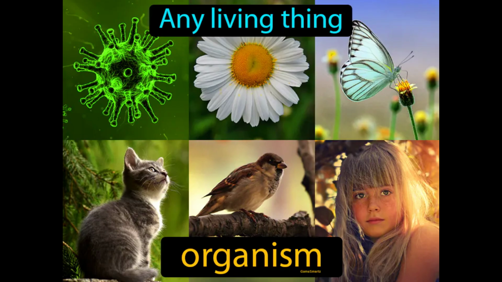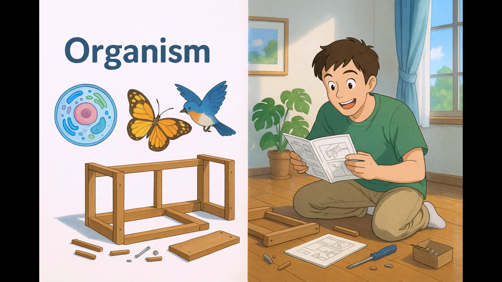Any living thing, organism. An organism is a living entity that can grow, reproduce, and respond to its environment. Imagine trying to assemble a piece of flat-pack furniture without any instructions. Just like each piece of the furniture has a specific place and function, organisms are composed of various parts, such as cells, tissues, and organs, that work together in a coordinated manner to sustain life. Just as successfully assembling the furniture requires understanding how each piece fits and functions in the whole structure, understanding an organism involves recognizing how its components interact to maintain the organism's overall health and functionality.